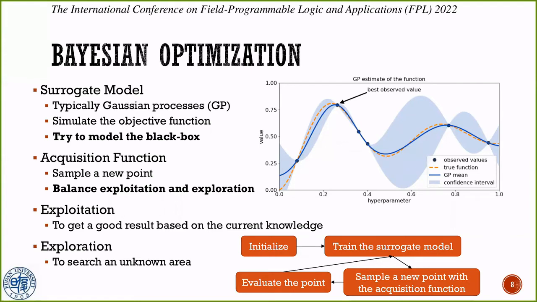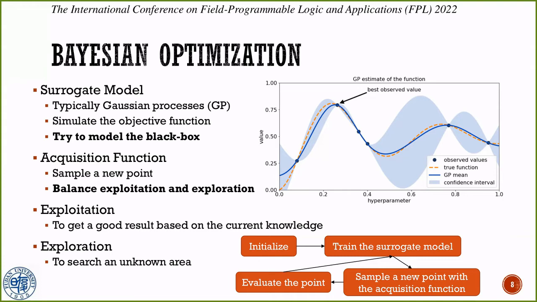The acquisition function tries to sample a new point based on the current knowledge. And it can balance exploitation and exploration. Exploitation means to get a good result based on the current knowledge, and exploration means to search an unknown area.